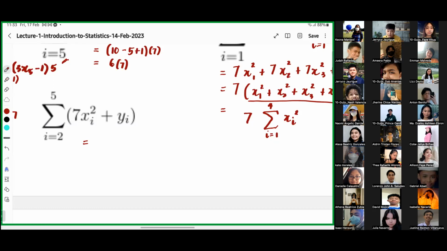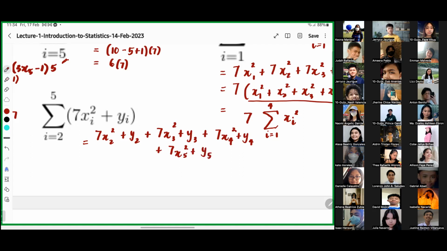Sige. What will be our first term? 7x sub 2 po squared plus y sub 2, plus 7x sub 3 po squared plus y sub 3. Plus 7x sub 4 po squared plus y sub 4, and then finally 7x sub 5 po squared plus y sub 5. Alright, very nice. Thank you. So this is our expanded form.